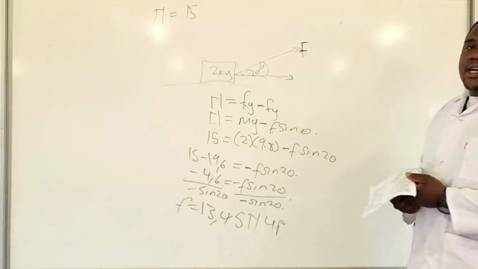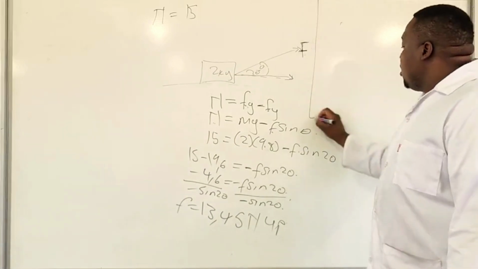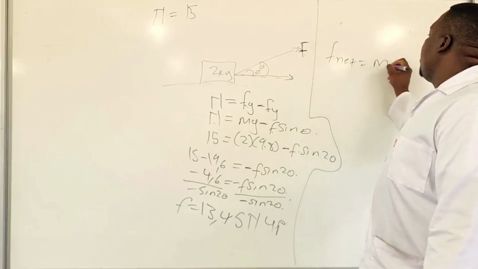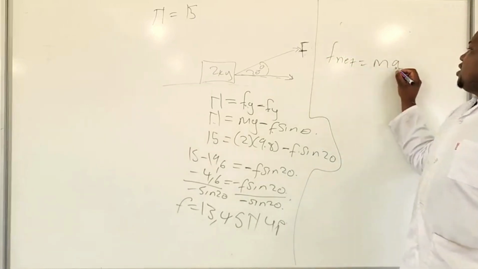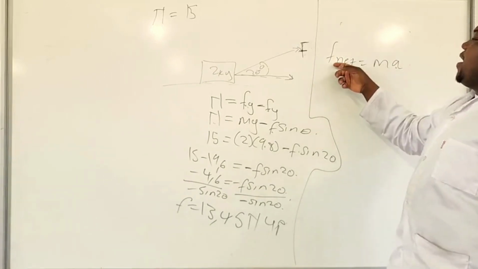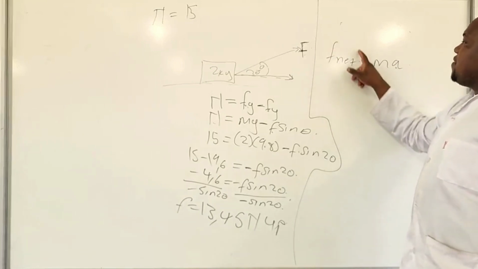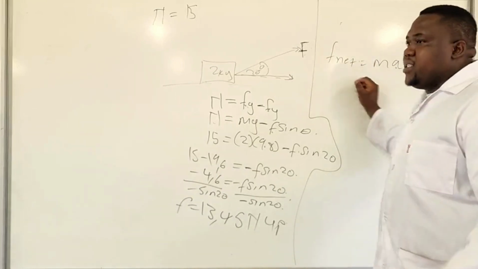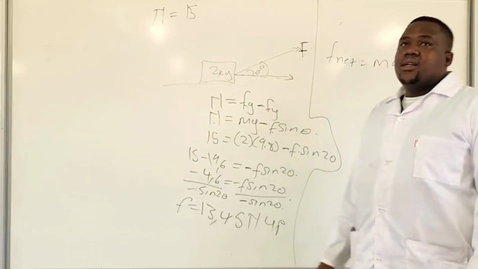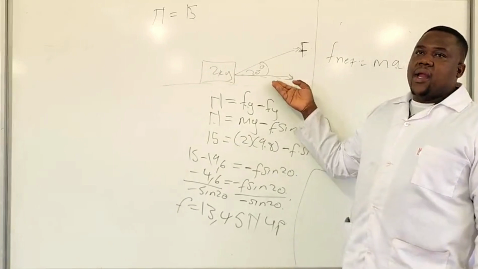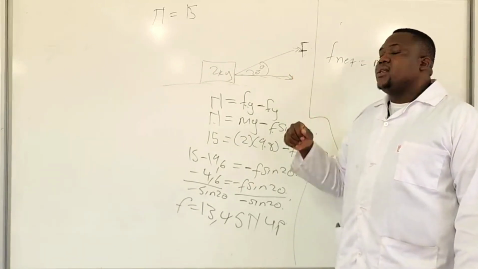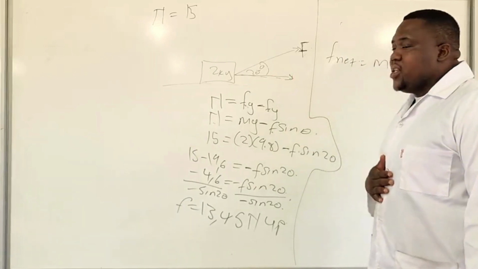If we want to calculate the acceleration, we know there is a formula which says that F net is equal to ma. So we need to calculate this a, which is the acceleration. Now we can check the F net. Remember, F net is the sum of all forces that are parallel to the surface, forces that are horizontal. So let us check. What are those forces?